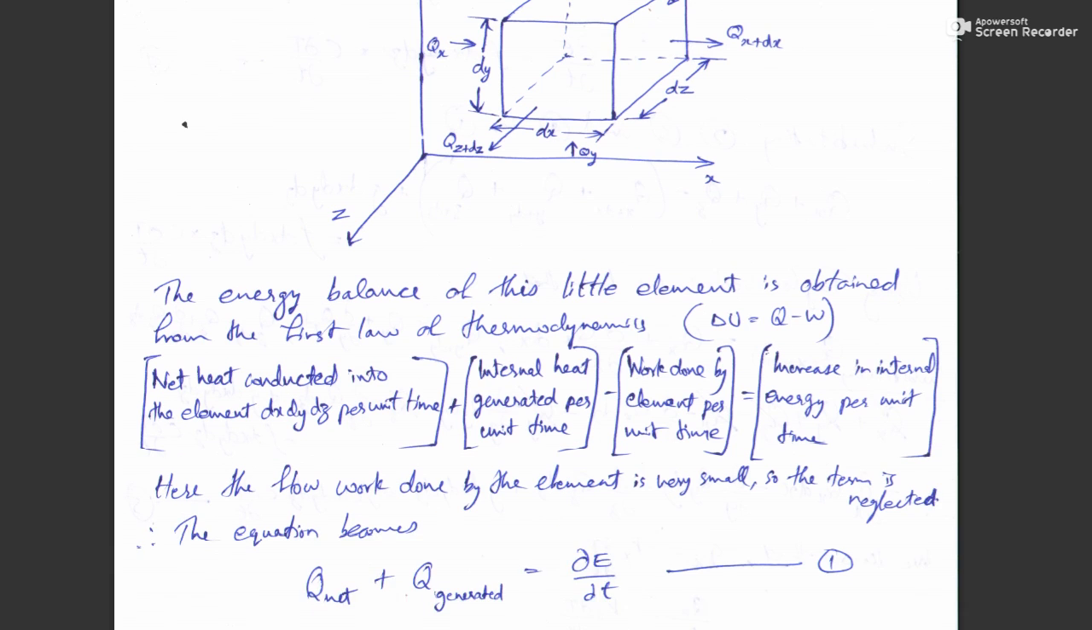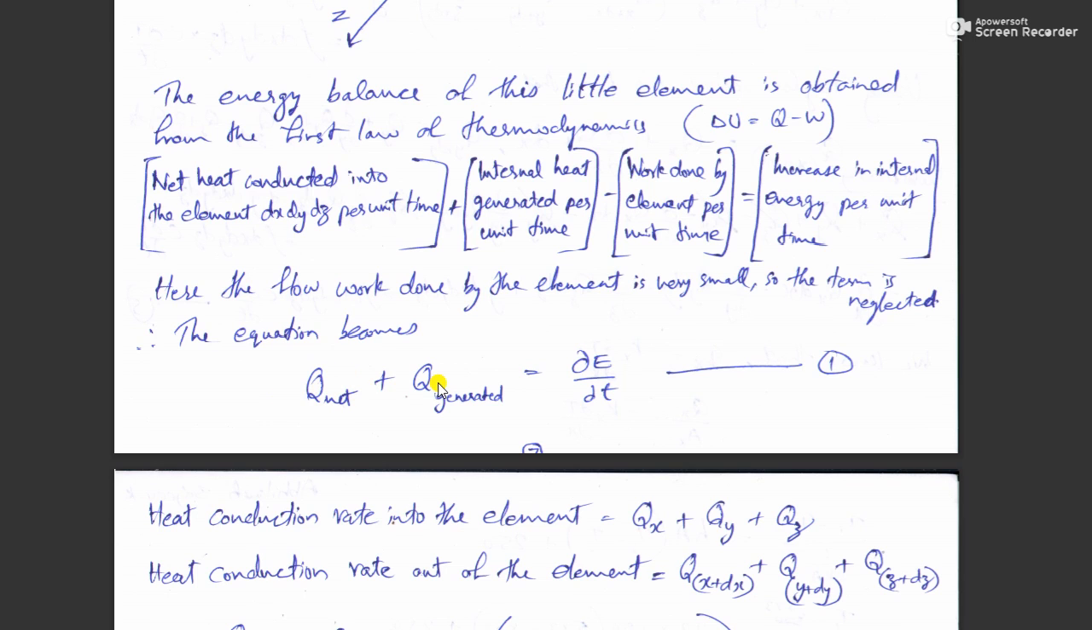Here the flow work done by the element is very small, so the term is neglected. So the work done by the element per unit time, that is the flow work, is very small, so we neglect the term. Now the equation becomes Q net plus Q generated is equal to dou E by dou T. Q net is the net heat conducted into the element dx, dy, dz per unit time. Q generated is the internal heat generated per unit time. That is equal to dou E by dou T, the increase in internal energy per unit time.